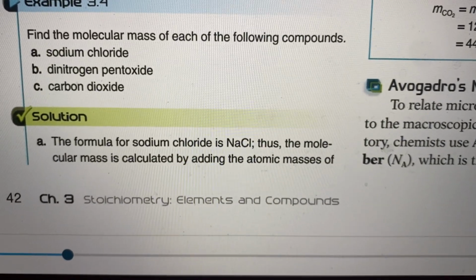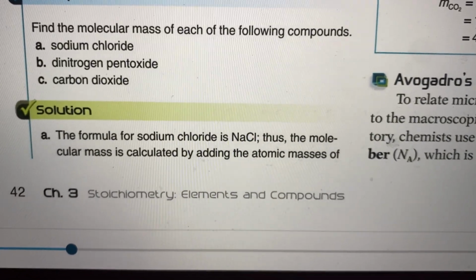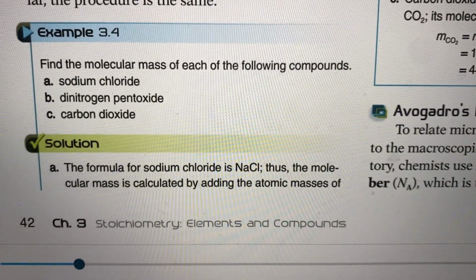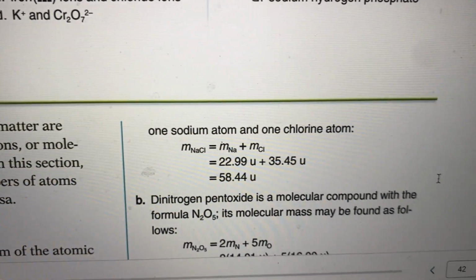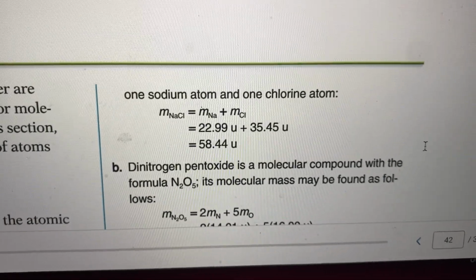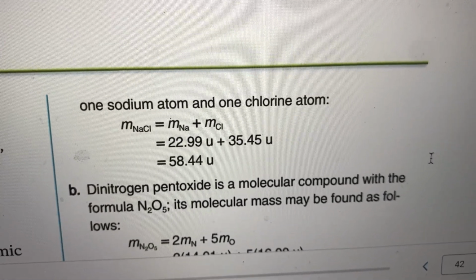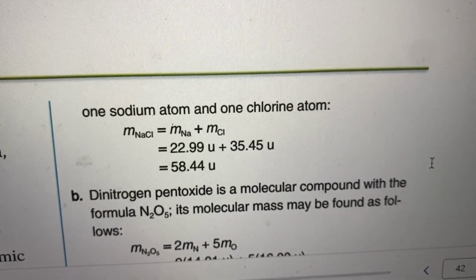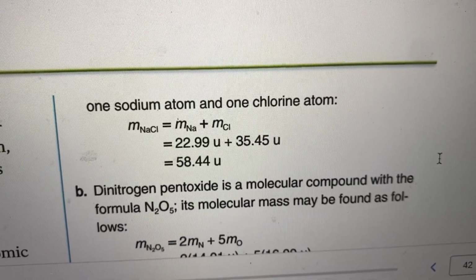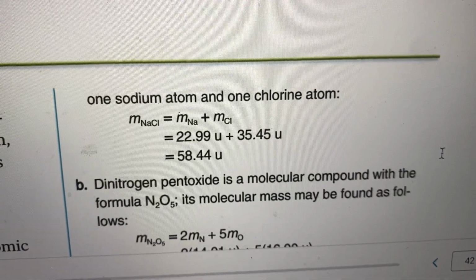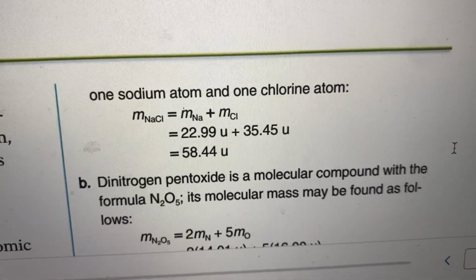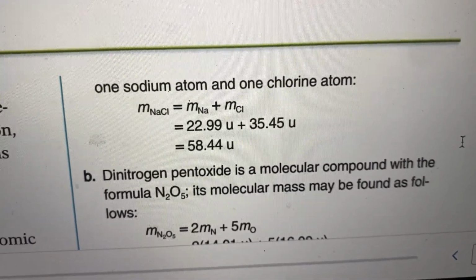Thus the molecular mass is calculated by adding the atomic masses of one sodium atom and one chlorine atom. And you see there? So the mass of sodium chloride is going to equal the mass of one sodium and one chlorine. So we look up those atomic masses on your periodic table. You can look and find out.